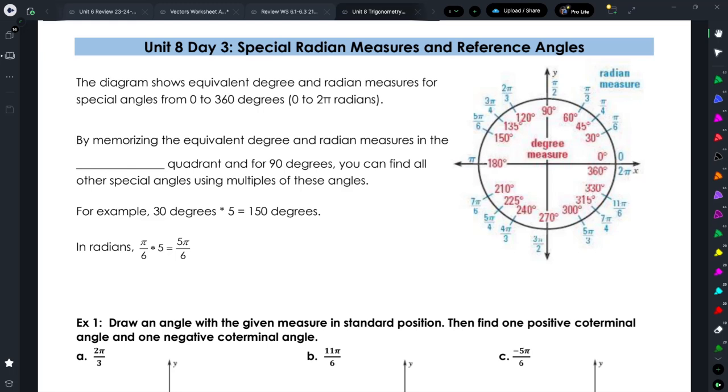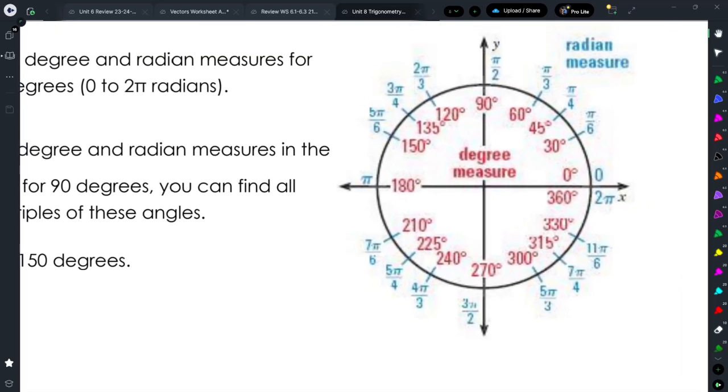Now, I want to look at this drawing, this circle over here, and you see that there are degree measurements and their corresponding radian measurements. So you have 30 degrees, 45, 60, 90, 120, and so on, all the way to 360. And then the equivalent radian measures: pi over 6, pi over 4, pi over 3, pi over 2, and 2 pi over 3, 3 pi over 4, 5 pi over 6.